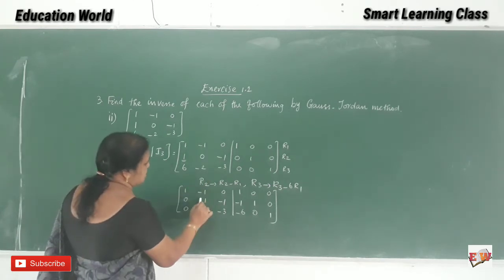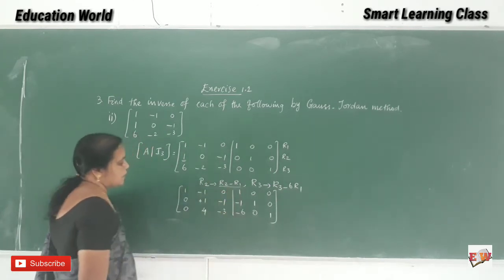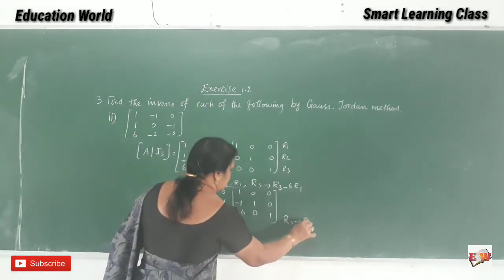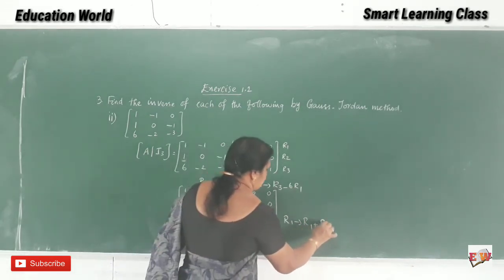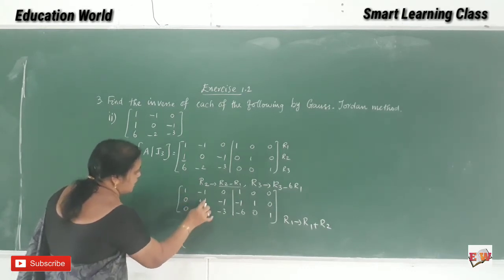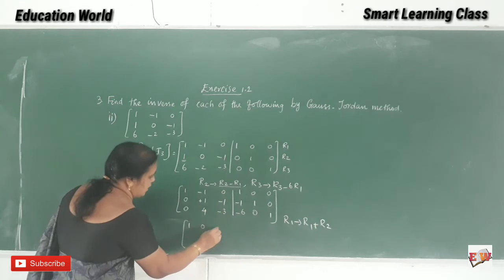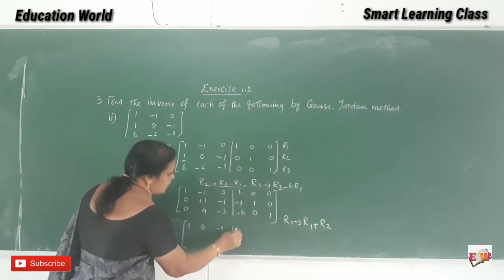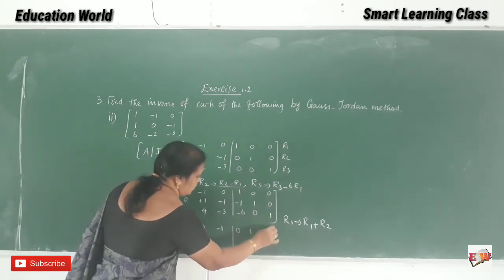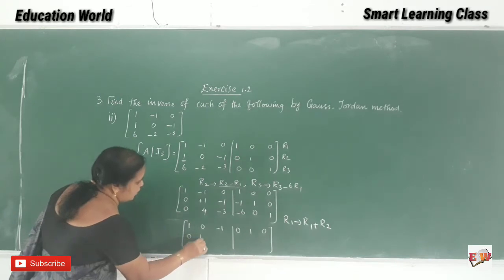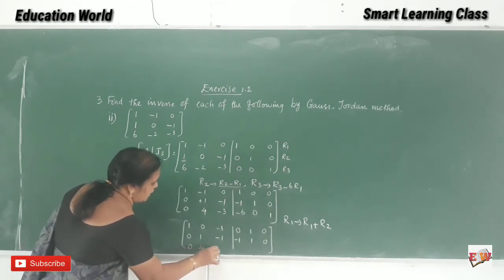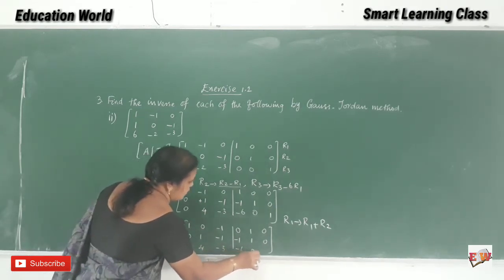See here, minus 1 plus 1 it will come. Now we come to this. R1 gives R1 plus R2. See, 1 plus 0, 1; minus 1 plus 1, 0. Here I am getting minus 1. Like the same, 1 minus 1. Here 0, here 1, here 0. Then 0, 1, minus 1, minus 1, 1, 0, and 0, 4, minus 3, minus 6, 0, 1.